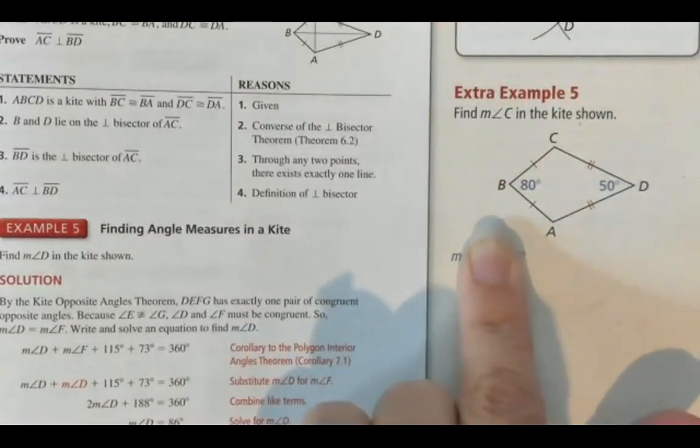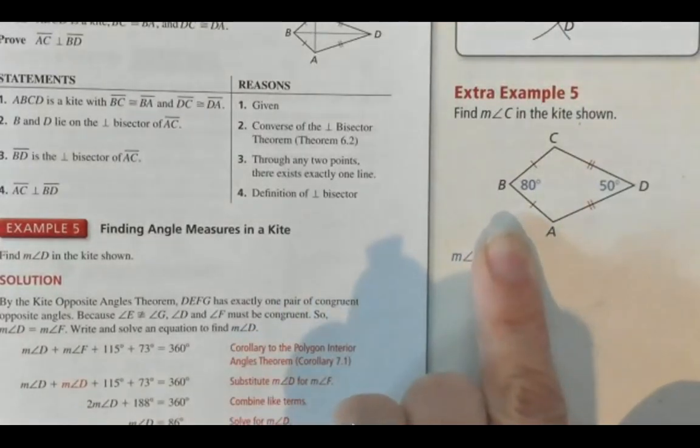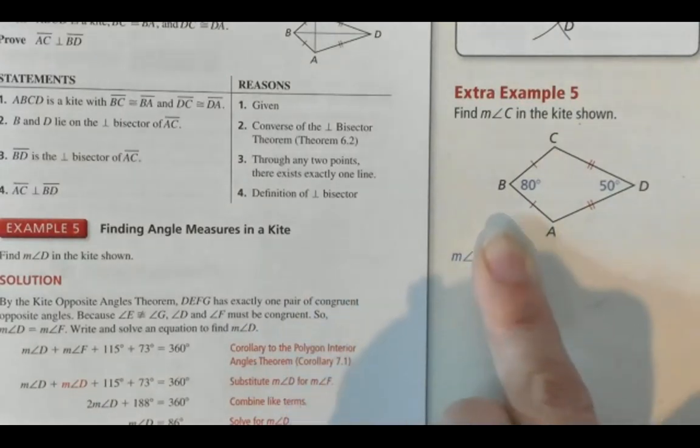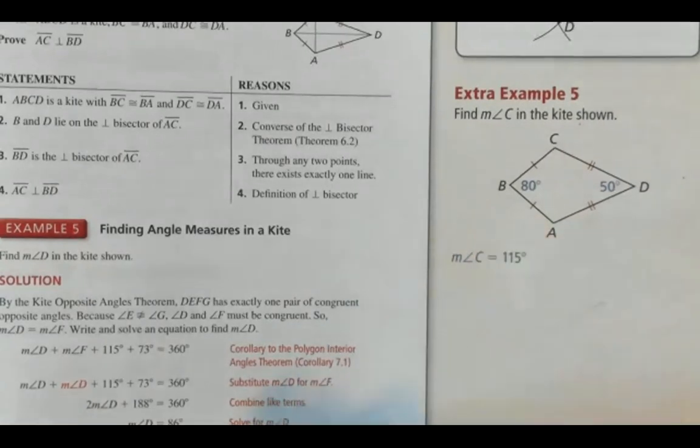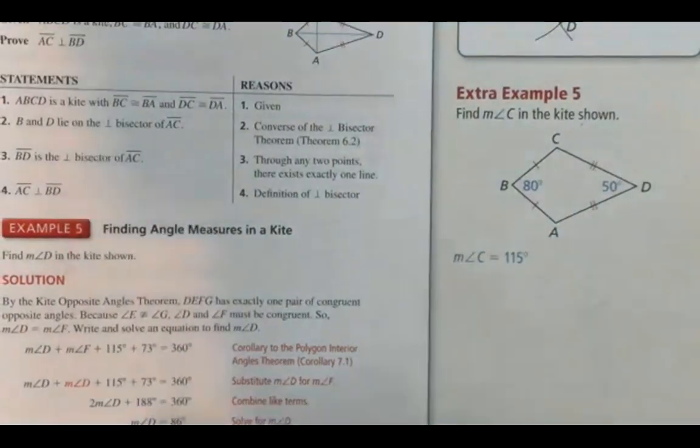Here's another example right here. How do we find the measure of C and A? Add up 80 and 50, subtract them from 360. So that would be 360 minus 130, and then divide by 2. So measure of C would be 115.